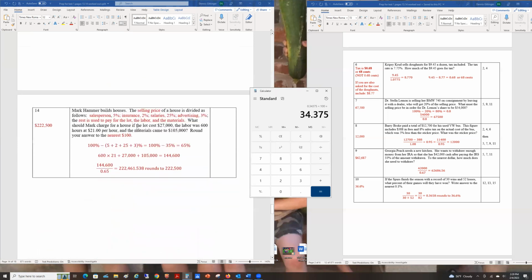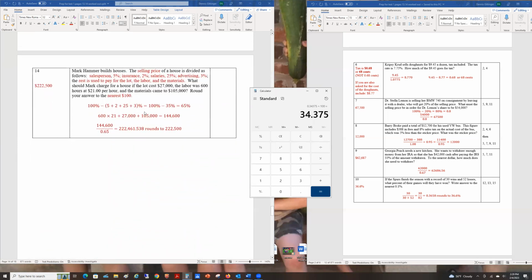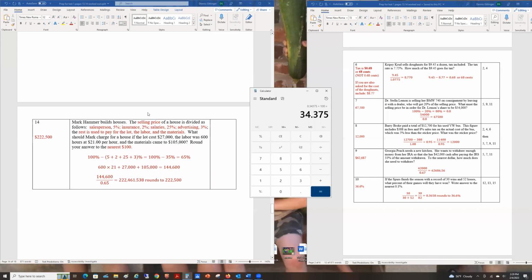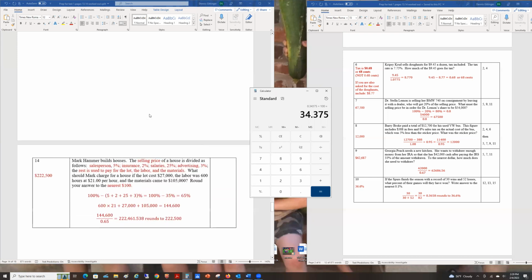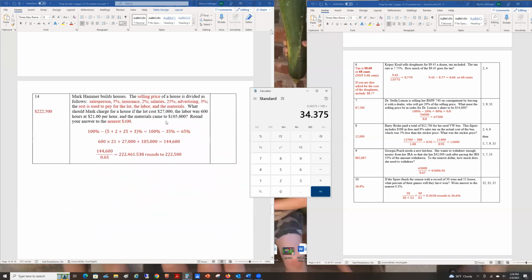Isn't this fun? Problem 14. Believe it or not, this was similar to a lot of things, but it's such a complicated problem. I just want to talk about it so that you will understand it when you get it.